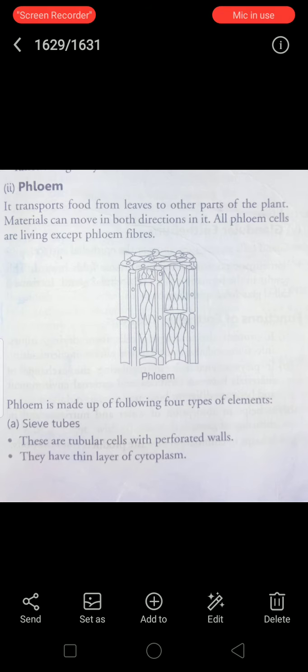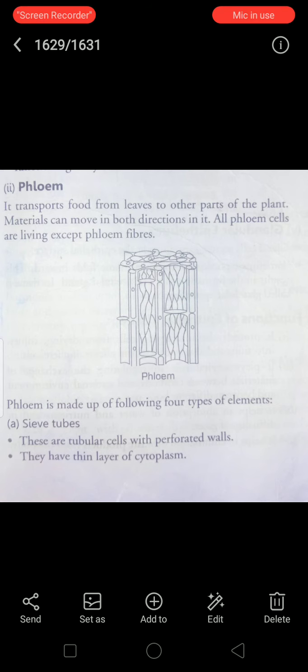So let us begin with our new topic from lesson 6, tissues. We already have started with the plant tissues. Plant tissues are of mainly two types. First is the meristematic tissue and second is the permanent tissues. So permanent tissues are also of two types. First is the simple permanent tissue and second is the complex permanent tissues.